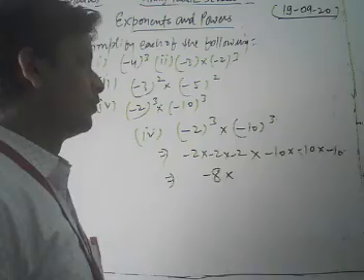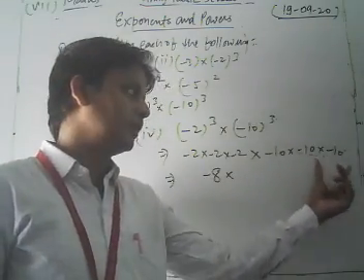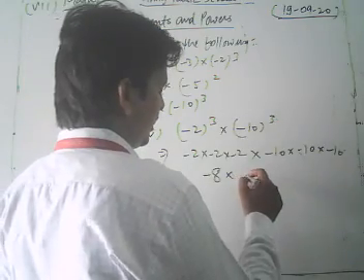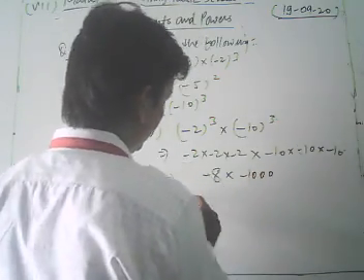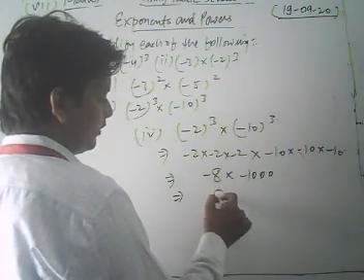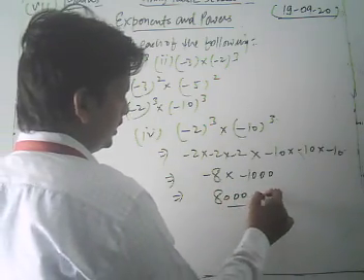Similarly here, minus 10 into minus 10 into minus 10, we get minus 1000. Now let's see. Minus multiplied by minus we convert into plus, so we get the answer 8000. This is our final answer.